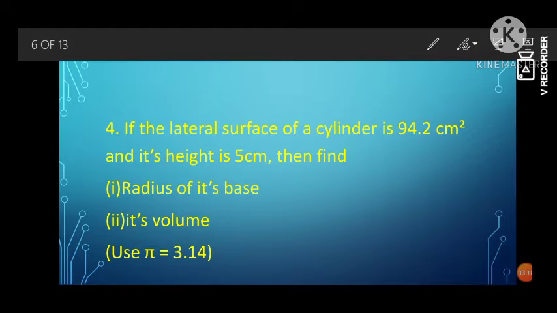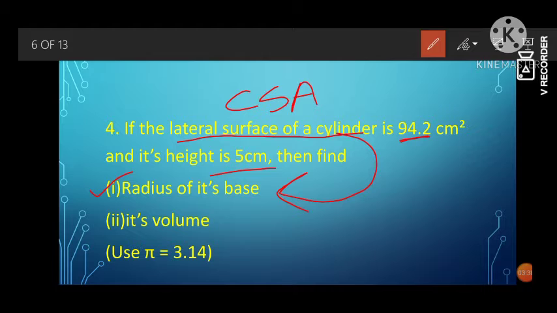In sum number 4 it is asked, if the lateral surface area of a cylinder is 94.2 centimeter square. Lateral surface area means CSA, curved surface area, and its height is 5 centimeter. So first we have to find the radius. From the lateral surface area we will find the radius, and then after finding the radius we will find the volume of the cylinder. Here we have to use pi as 3.14.